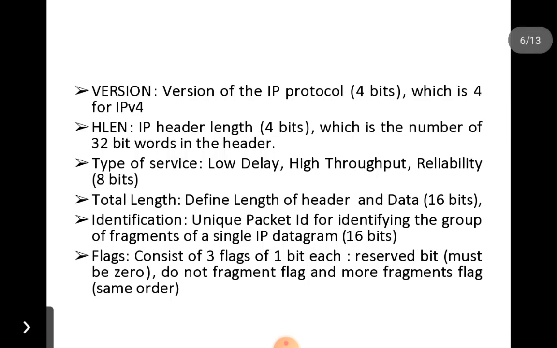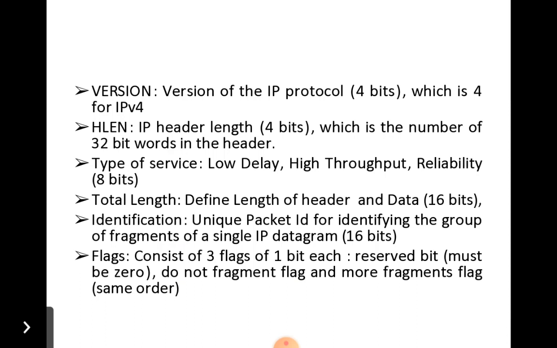Now I am going to discuss the function of different fields of the header structure. First is version. What is the version of IP protocol we are using? It is 4-bit long. It represents whether we are using IP version 4 or 6. HLEN is the header length of 4-bit that indicates the number of 32-bit words in the header.